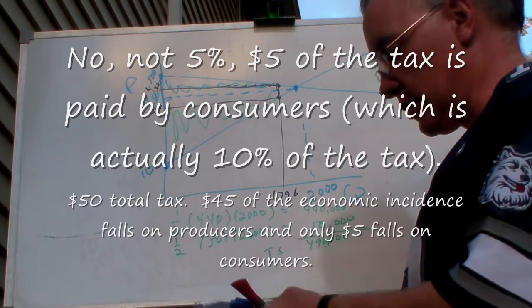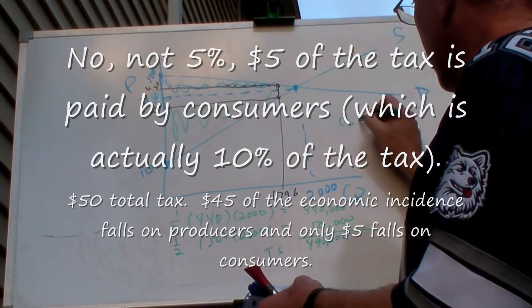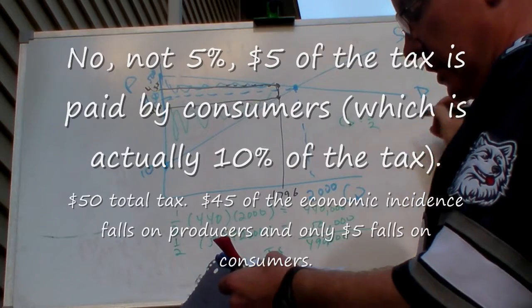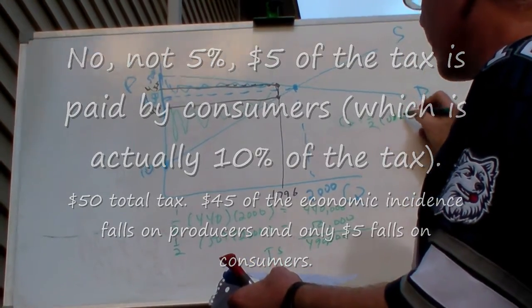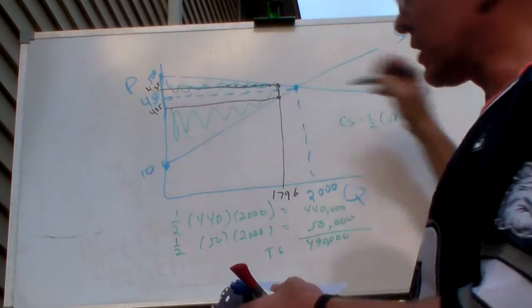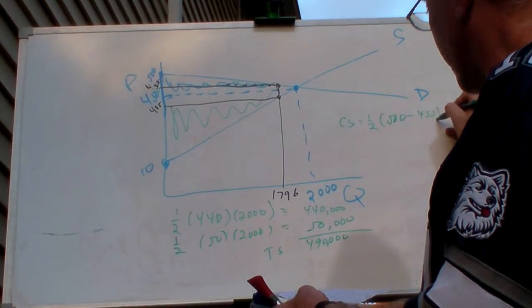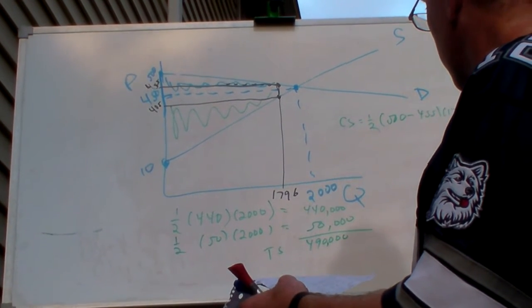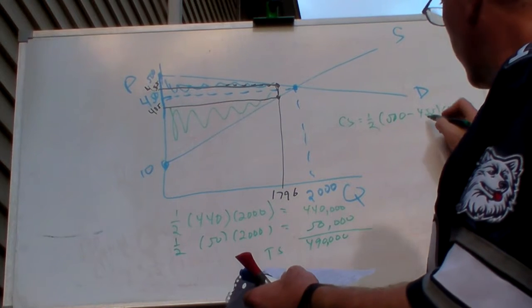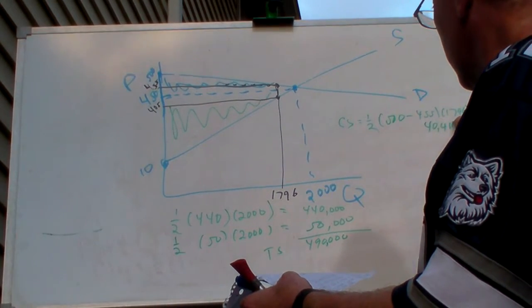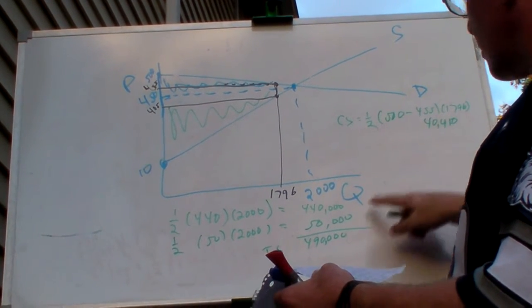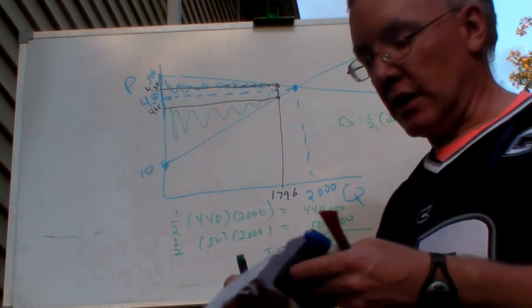So the new consumer surplus is going to be half times 500 minus 455, because 500 is the intercept there at zero, minus 455, times 1796. And that's going to equal 40,410, which is, you know, almost 10,000 less than the 50,000.